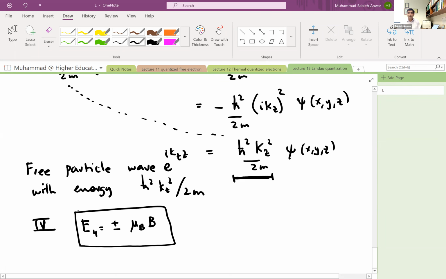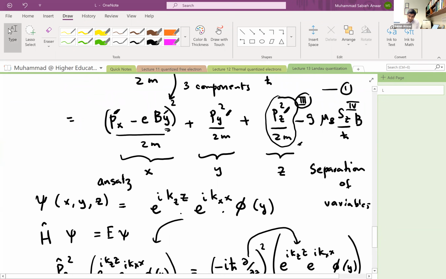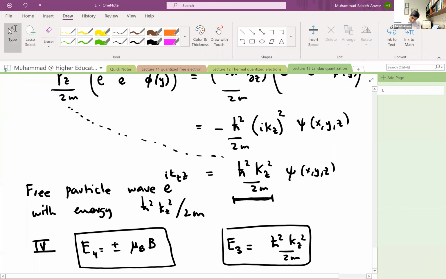And the fourth term, of course, is a spin part. And the spin part has nothing to do with momentum operators. The spin part is totally separate. So it's a spin degree of freedom, but it still contributes to the energy. Whatever energies we get from the orbital parts, the spin parts add to those energies. So the fourth term in the energy is plus mu B B. The third term in the energy is h bar square kz square over 2m. Any questions? Were there any questions, my friends?